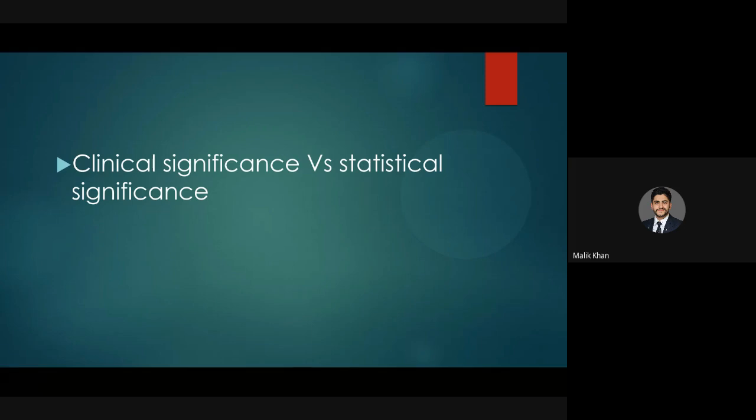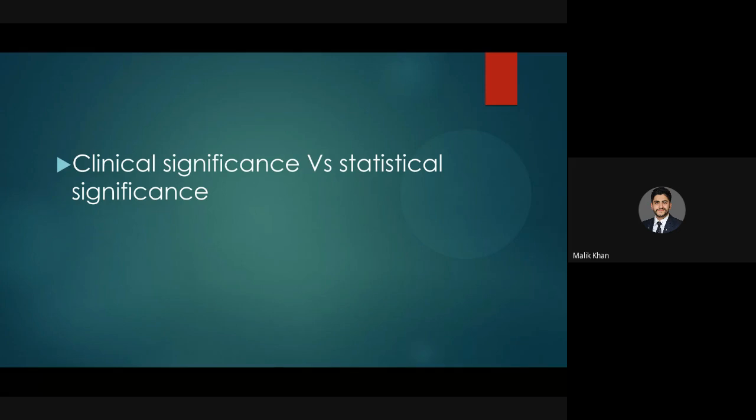So do you understand the difference between statistical significance and clinical significance? Statistical significance is how statistically significant the results of your study are. And clinical significance is whether or not your results are applicable in practical life. So your results could be statistically significant, but not necessarily clinically significant. Or your results might not be statistically significant, but they might be clinically significant, right?